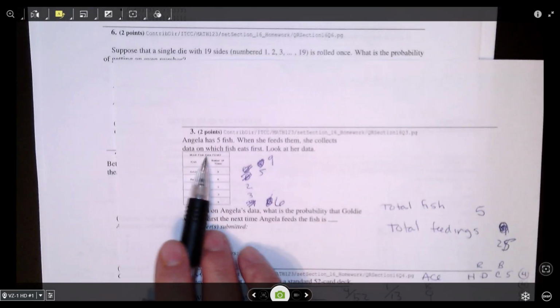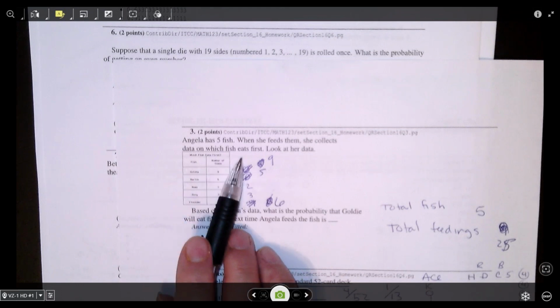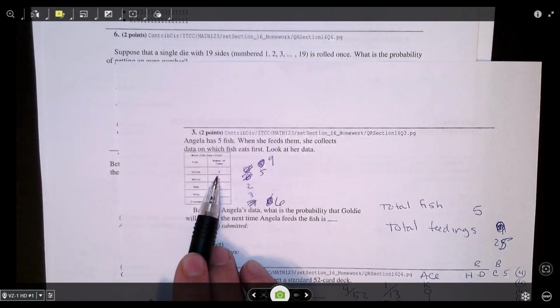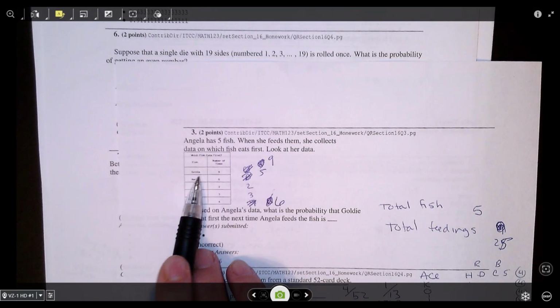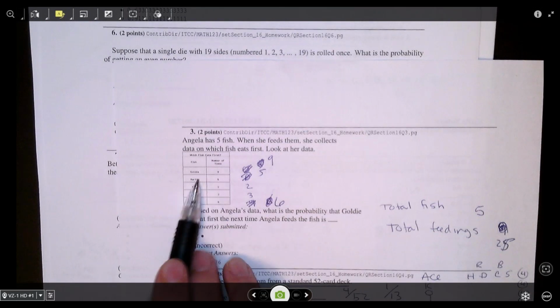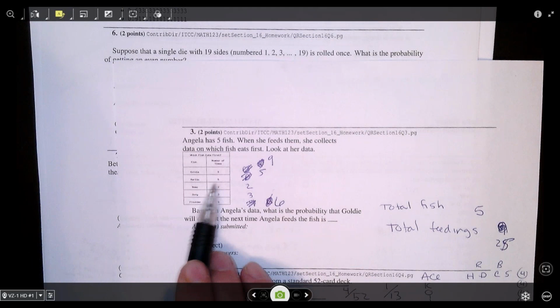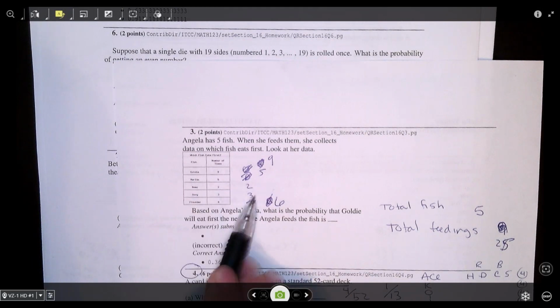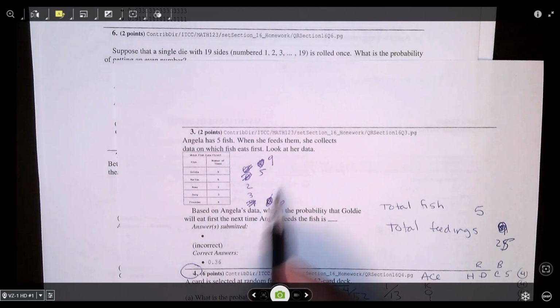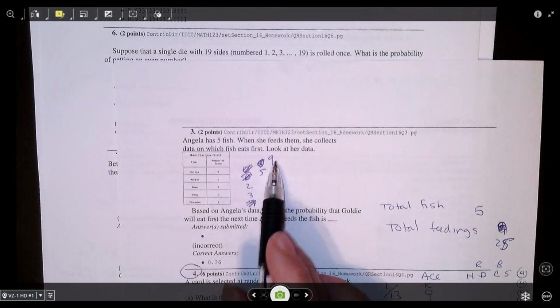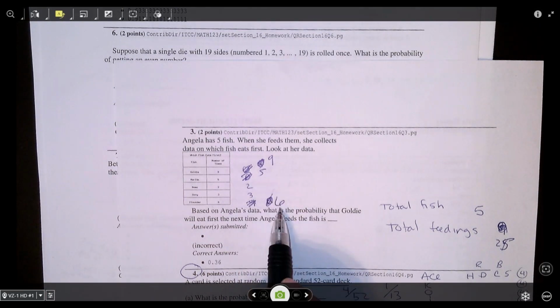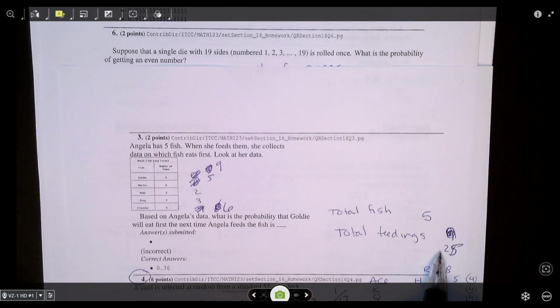Angela has 5 fish. When she feeds them, she collects the data on which fish eats first. Look at the data. I had to look really close. This fish was 9. That's Goldie. This fish, I don't know what its name was. That was a 5. That was a 2. That was a 3. And that was a 6. So for my total outcomes, I had to add the 9, 5, 2, 3, and 6, because the total feedings then is 25.